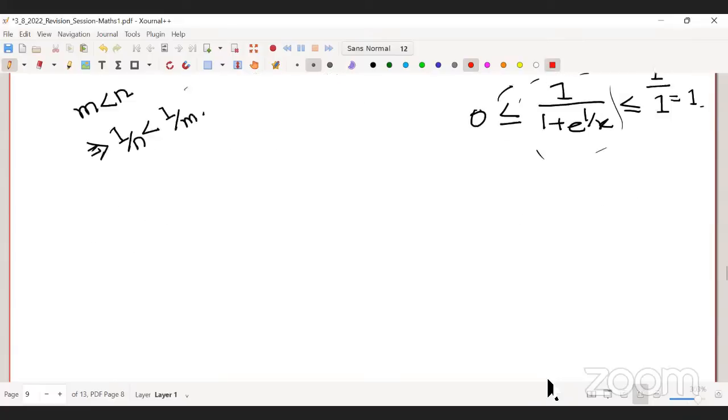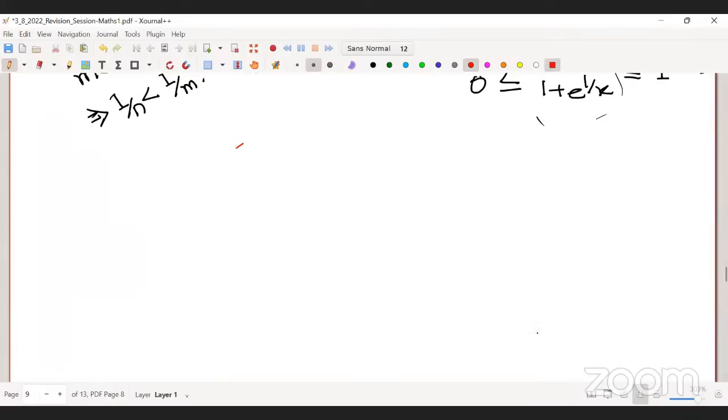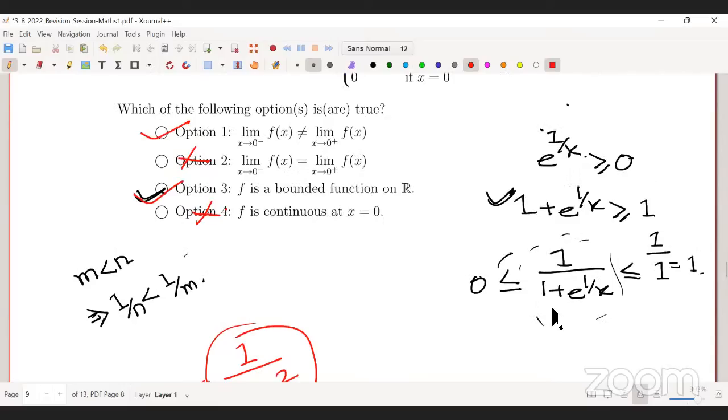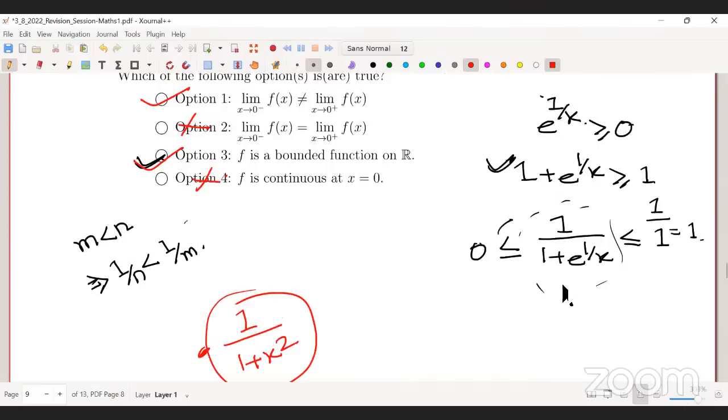Let me ask, what about the function 1 by 1 plus x square? Is it a bounded function? Yes, sir, it is bounded, because you can restrict its range in a bounded interval using the same trick. X square is greater than or equal to 0, then 1 plus x square is greater than or equal to 1, then you take the reciprocal. You will get the same bound.